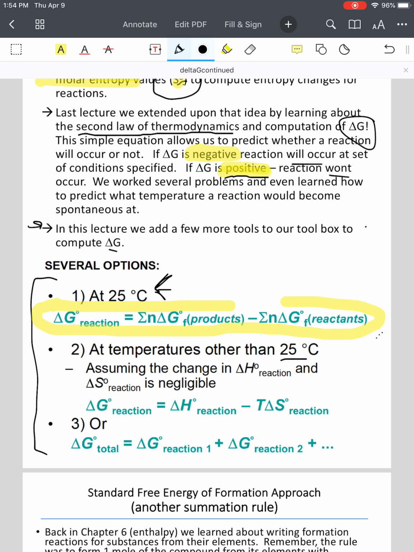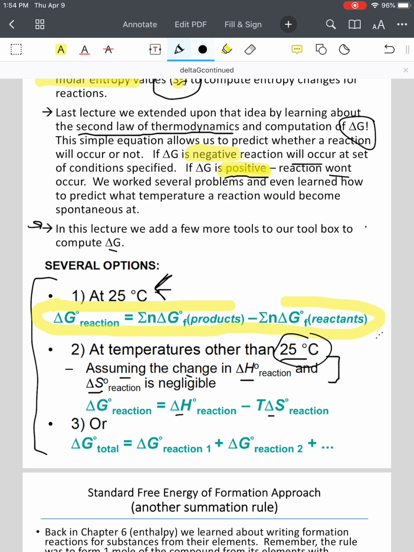Well, there are other options. One thing is oftentimes we can assume the change in delta H and delta S is negligible. So in other words, what I mean by that is if we vary the temperature, if we move away from standard temperature, if we move away from 25 degrees, if we make the assumption that these numbers don't change very much, we can still estimate delta G. That's another approach.